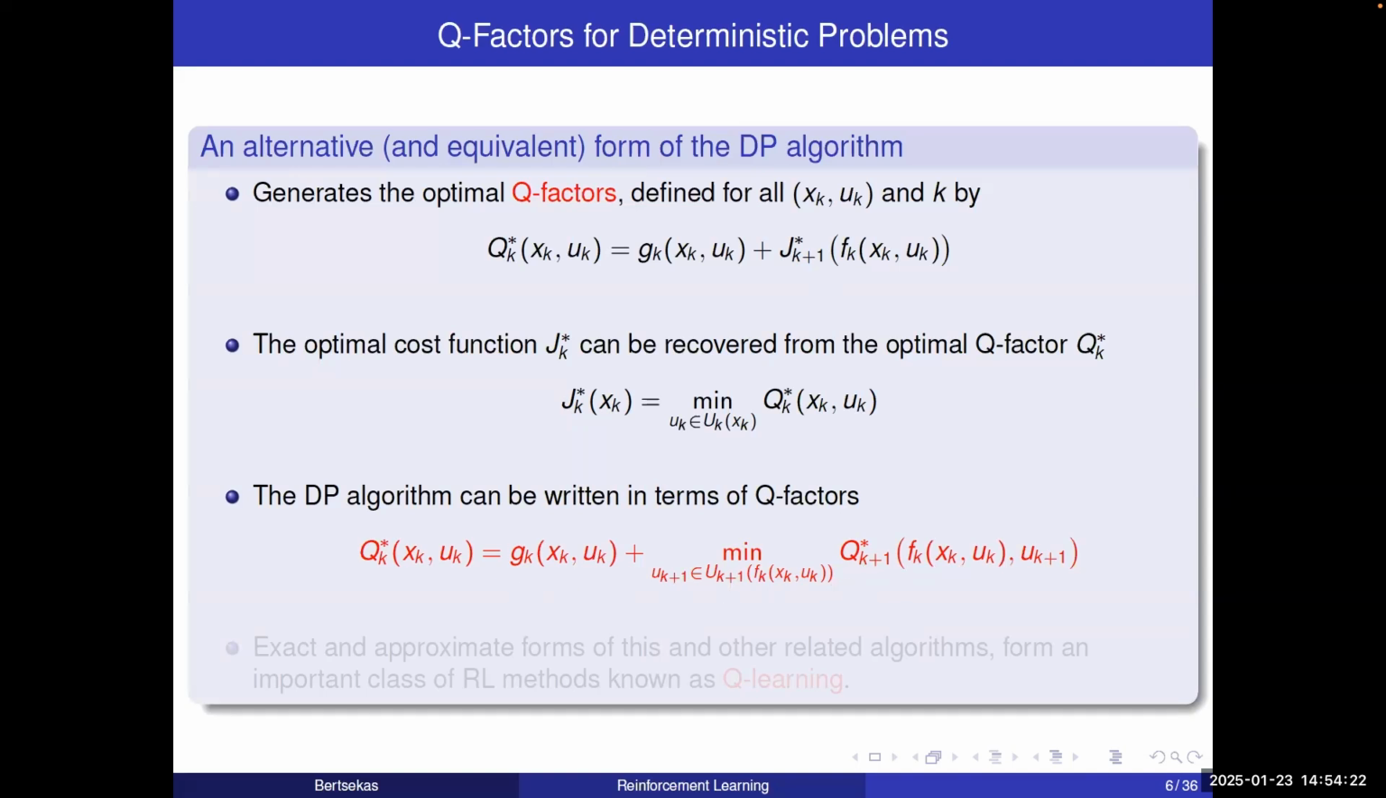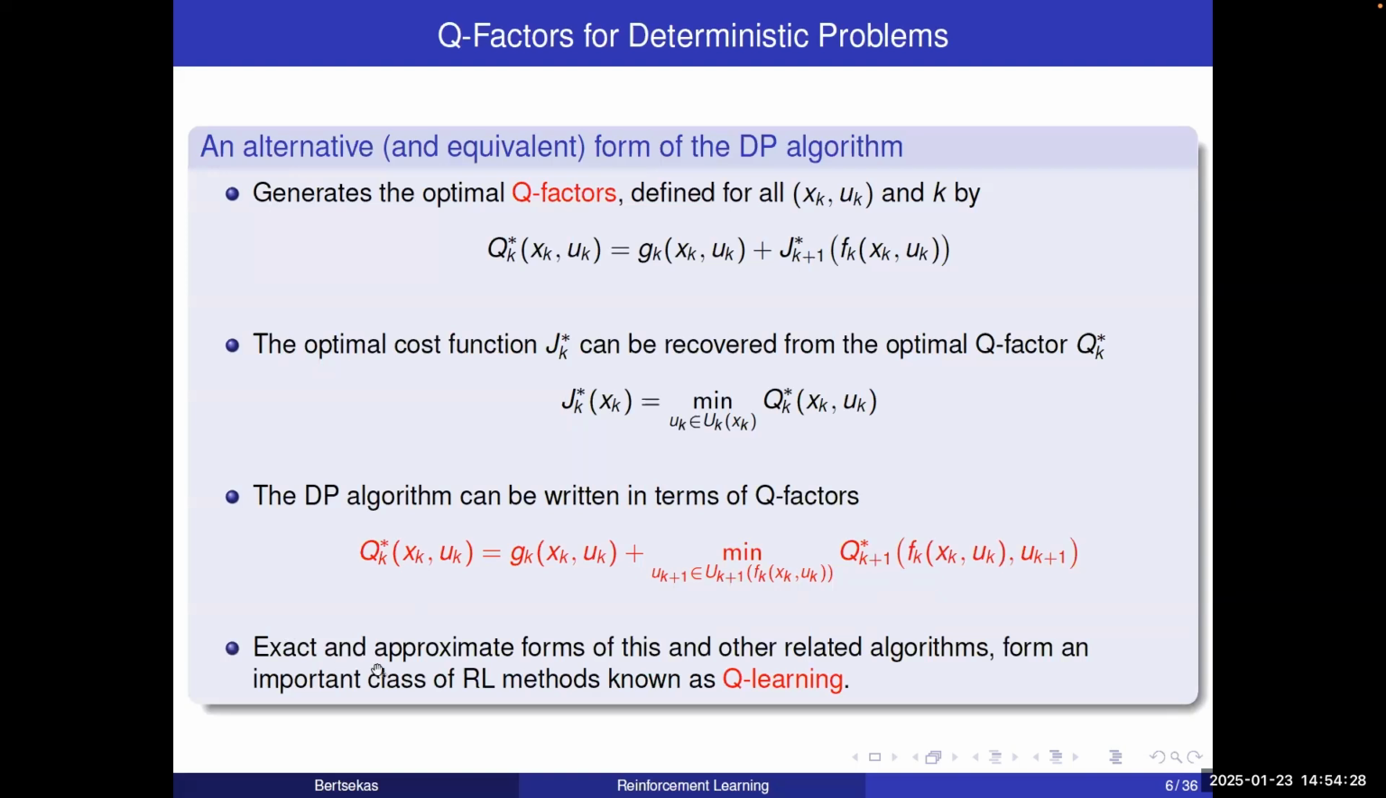Now, exact and approximate forms of this algorithm are known in reinforcement learning as Q learning. You will hear this term a lot, and you'll see it a lot in the literature. They refer to this algorithm and its approximate versions. We'll come back to Q learning as we go along, but I wanted to let you know that there is an alternative form of the dynamic programming algorithm equivalent in terms of Q factors. Are there any questions?